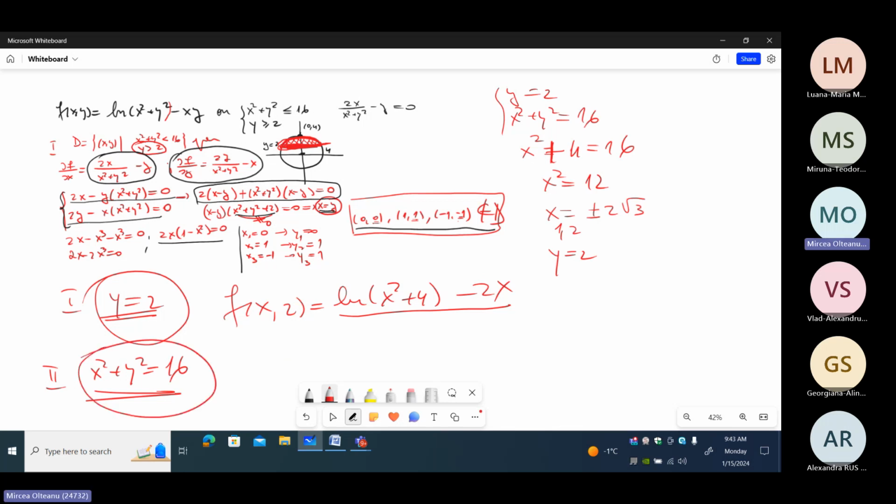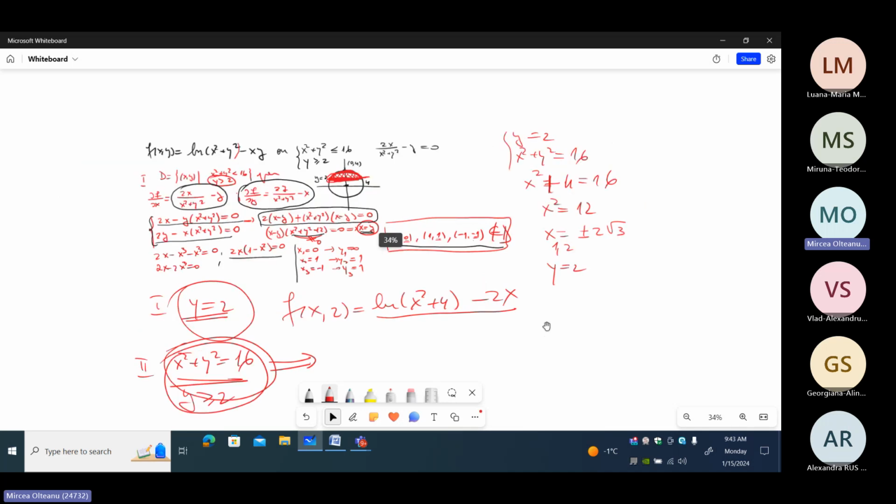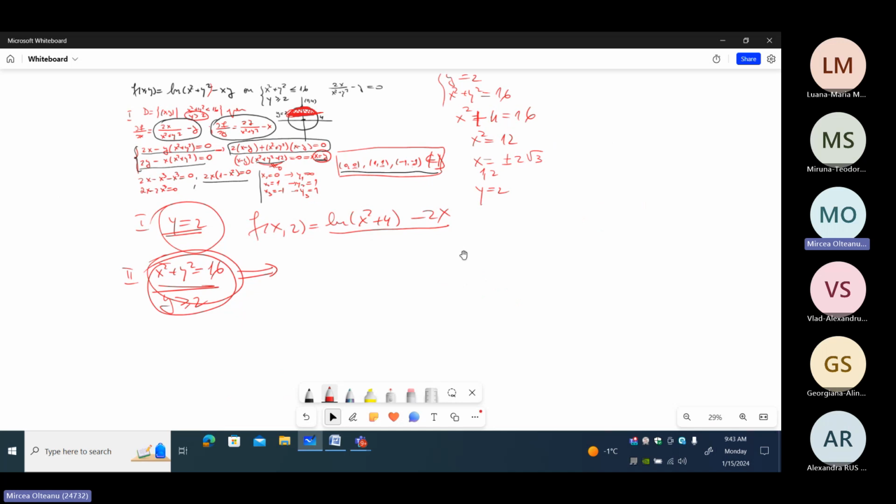That means on this piece of circle, and y must be greater or equal than 2. This is the problem we need to solve. This is not trivial, because the first one is trivial. It reduces to a function of one single variable to find the extrema here.